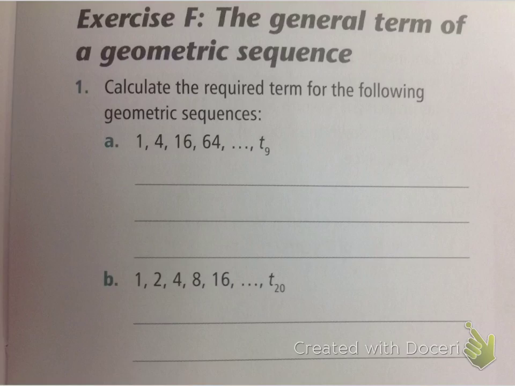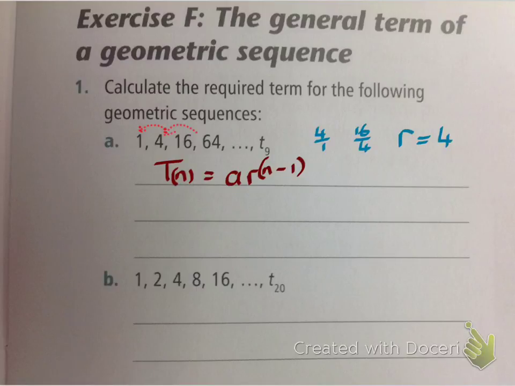Geometric sequences. Here we're looking for a common ratio. The formula is Tn equals A times R, the ratio, to the power of n minus 1. So we take A as the first term, that's 1, and we look at the ratio by dividing a term by the term before it, and we see if it's consistent. So take the second term, divide it by the first, the third term divided by the second, and so on.